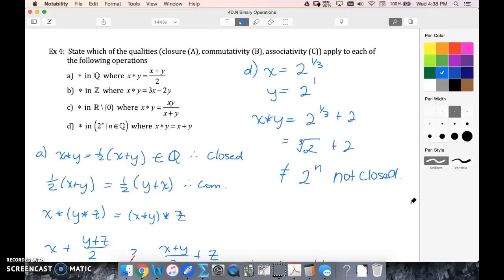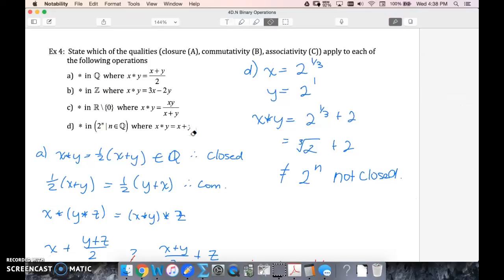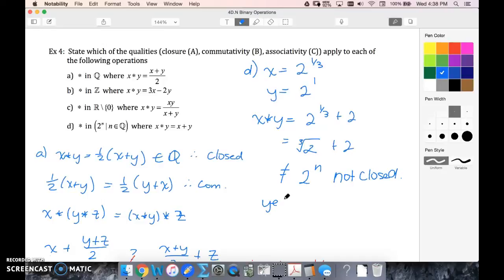Okay. Thinking about commutative, addition is commutative, so yes, it's commutative. And then associative, we're going to want to know if x star (y star z) is the same as (x star y) star z. Again, we've got addition. Addition is associative. So yes, this is also associative. All right, so that's looking at closure, commutativity, and associativity.